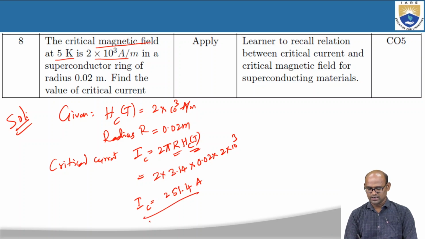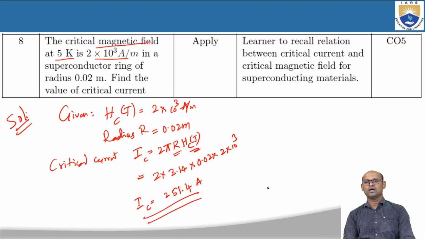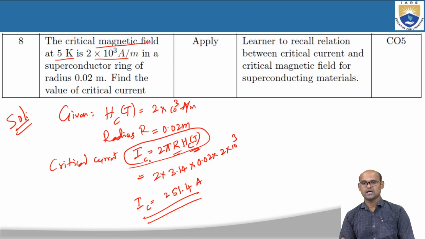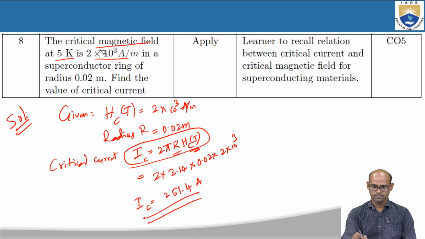So the critical current is 251.4 amperes. We have used this formula: the critical current Ic is 2 pi R into Hc, where R is the radius and Hc is the critical field. Okay, so let us go to the next problem.